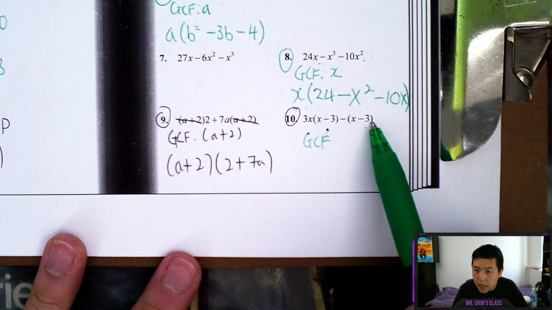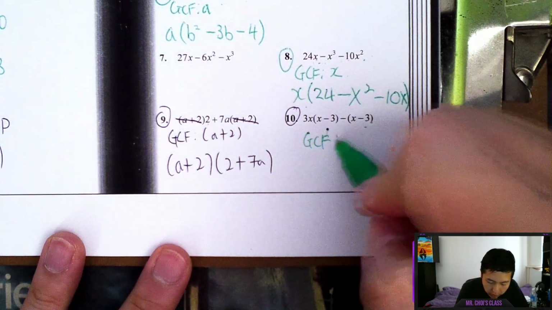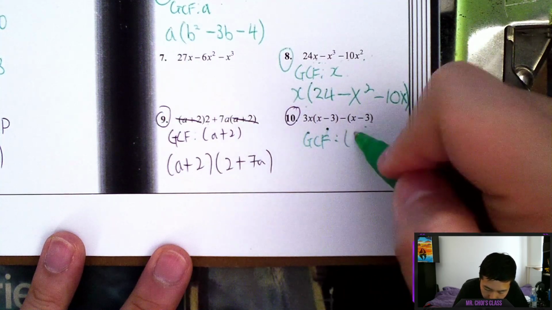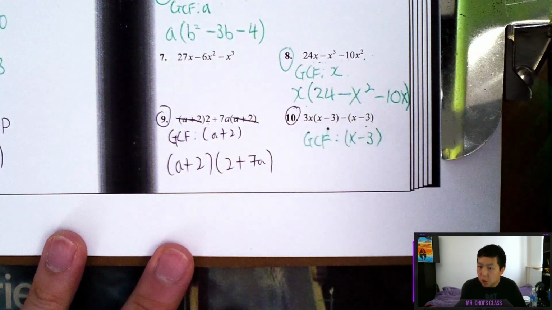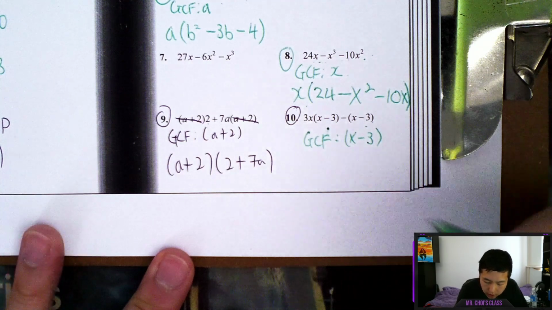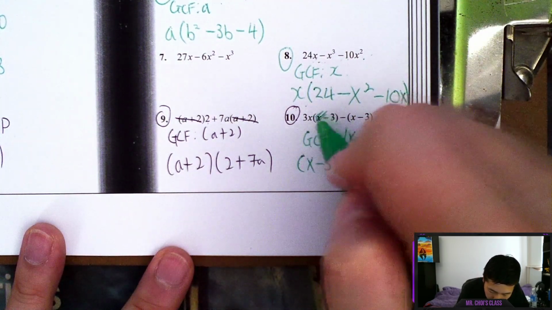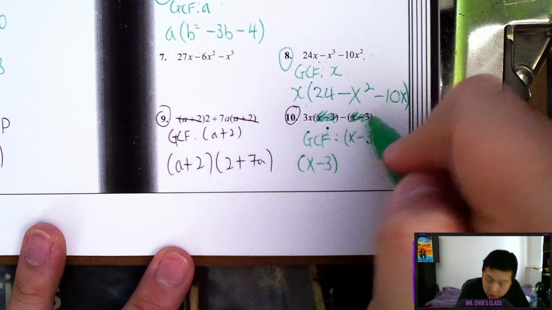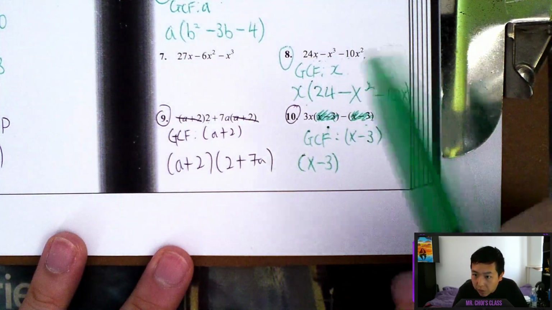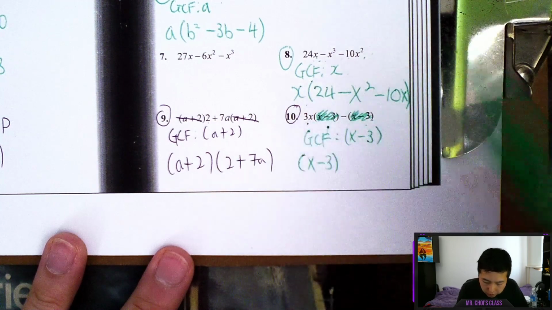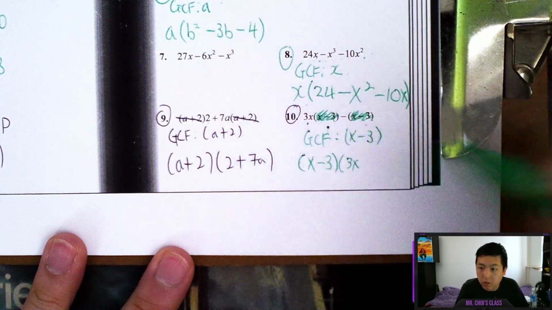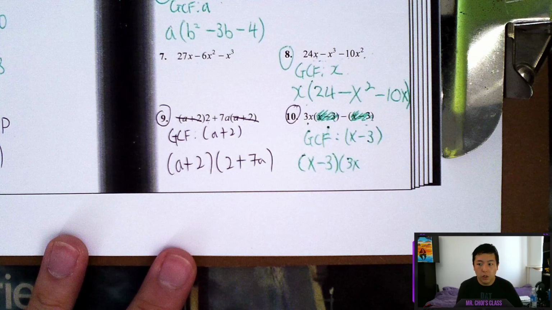These two brackets are exactly the same. Whenever you see two brackets that are the same, we're going to say, oh, that is the GCF, right? That's common. That's present. So we're going to take that out, and then we said, let's cross out those two brackets, and then what do we have left over? We have 3x, and then what?